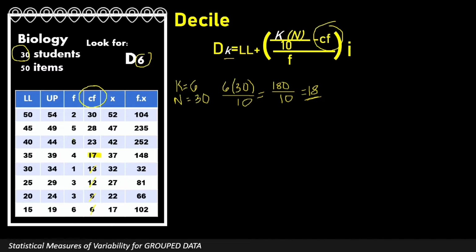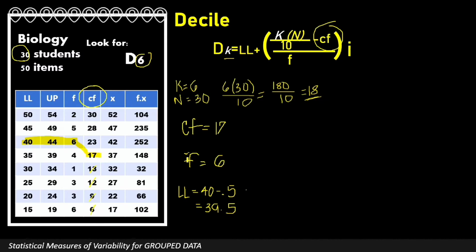Let's highlight this part, 17, 6, and 40 to 44. We already get the CF, which is 17, and our frequency is 6, and our lower limit is 40. And always remember, lower limit is always minus 0.5. So 40 minus 0.5 equals 39.5. Nakompleto na natin yung data na kailangan natin for decile.